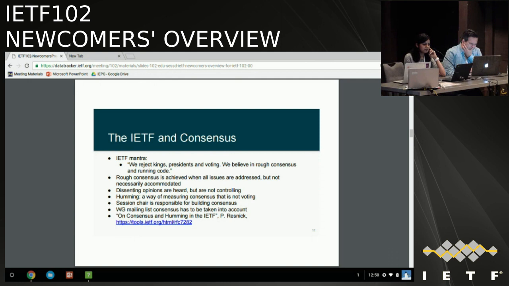So basically, humming is a way of measuring consensus. We do not believe in voting here. We do not believe in raising or show of hands here. This works the best here. And for more details on consensus and humming, you can go and read RFC 7282. It's very well written. I recommend reading it.